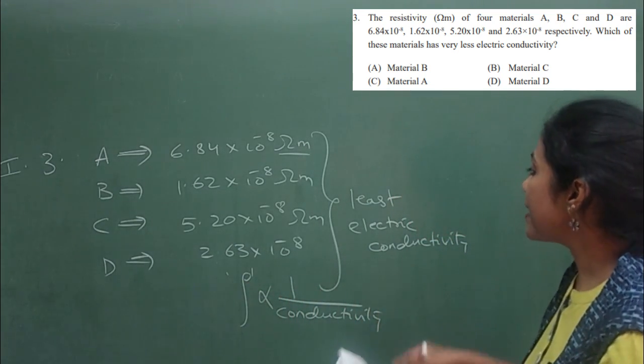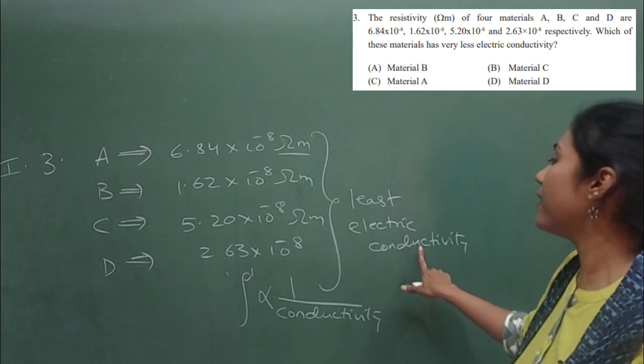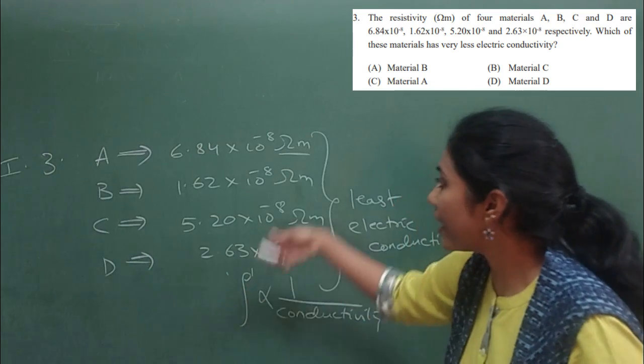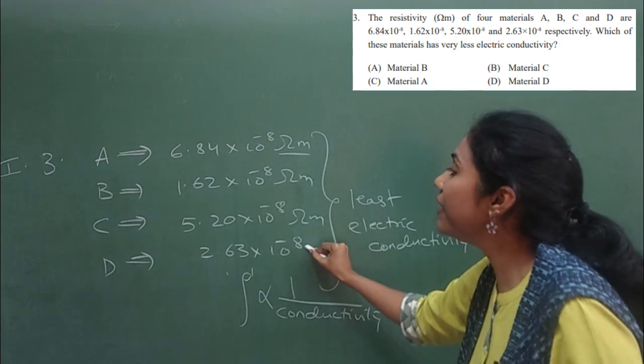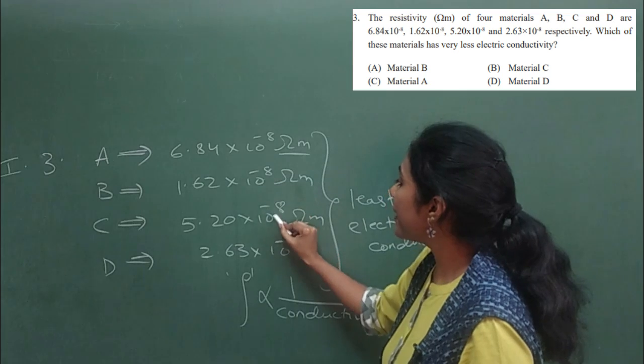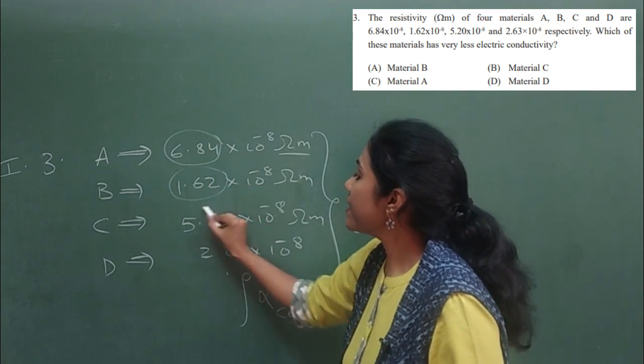So what they are asking you is you have to select the one which has got least conductivity. Least conductivity means high resistivity. So which of them is higher value here? That is what you have to select. See, all are like 10 power minus 8, 10 power minus 8. So here you check it out. So which is the highest value?